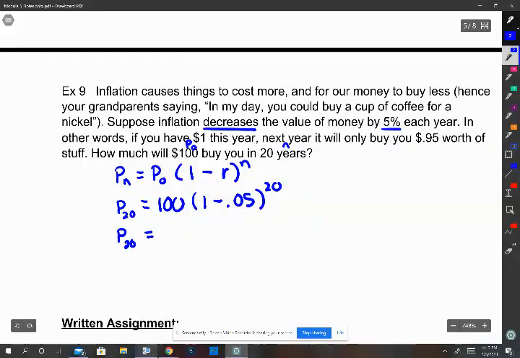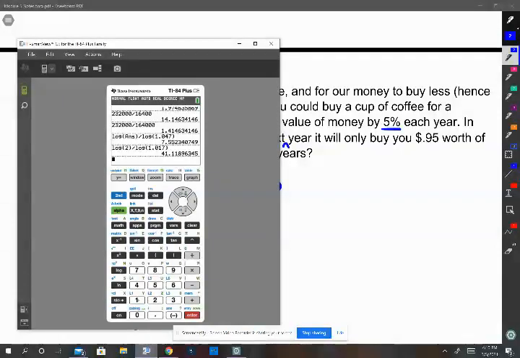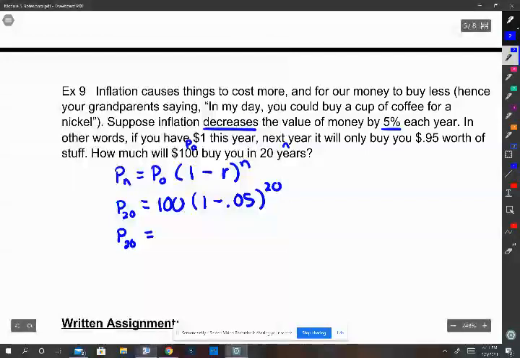So P sub 20 is going to equal, and again, we're just putting it in. So it's 100, which is our P sub 0. Instead of adding, it's subtracting 5%. And we're going to put in 20 years. And so that means that $100 is going to be worth $35. And remember, we're talking about money, so we're rounding to the hundredths place. So it will be $35.85.